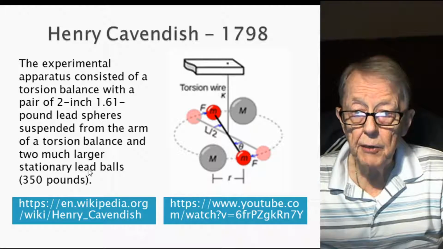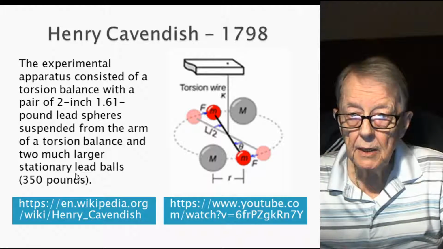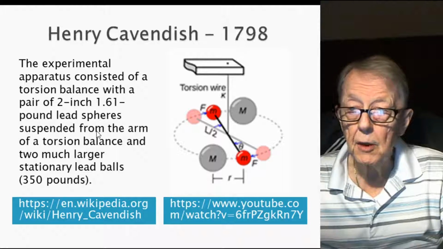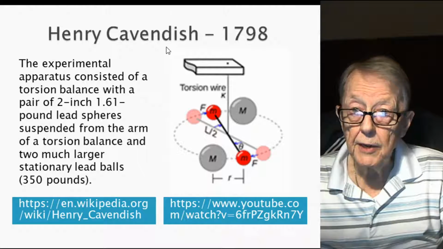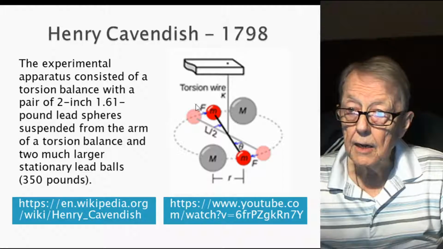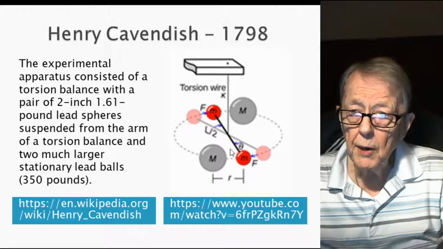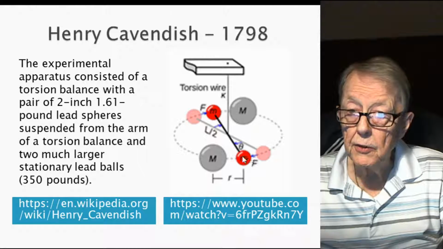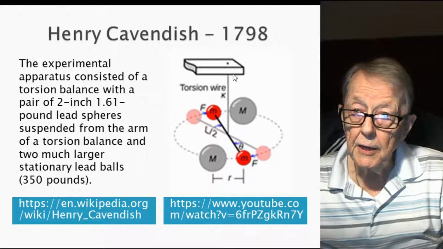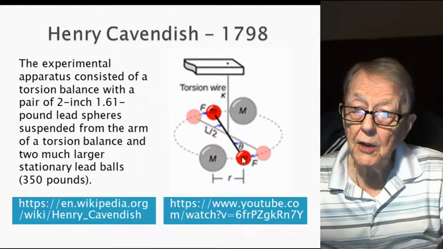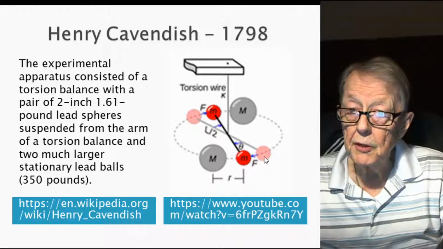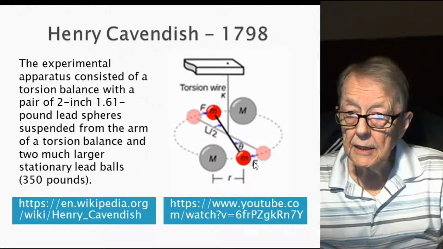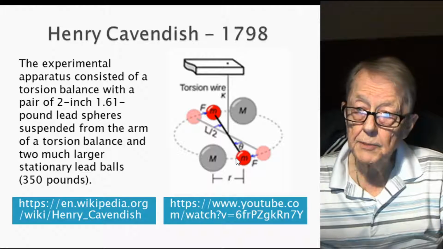much larger stationary balls. They're 350 pounds. Note here that most of the time I usually talk in metric, but here it's in pounds, and that's because Sir Henry Cavendish was an Englishman. So what he did was he knew if the ball went a certain angle, a certain distance, he knew what the Newtonian force was on that ball due to the torsion wire. And he made the assumption that the torsional force was equal to the gravitational force.